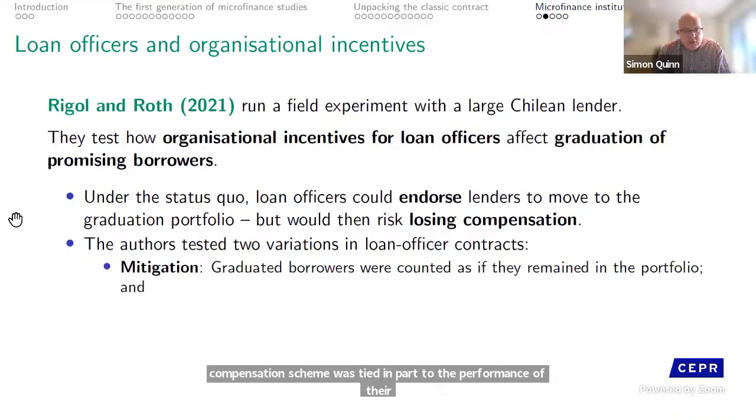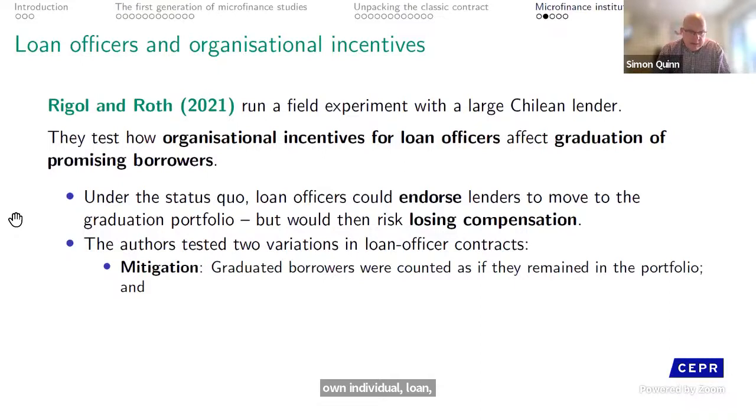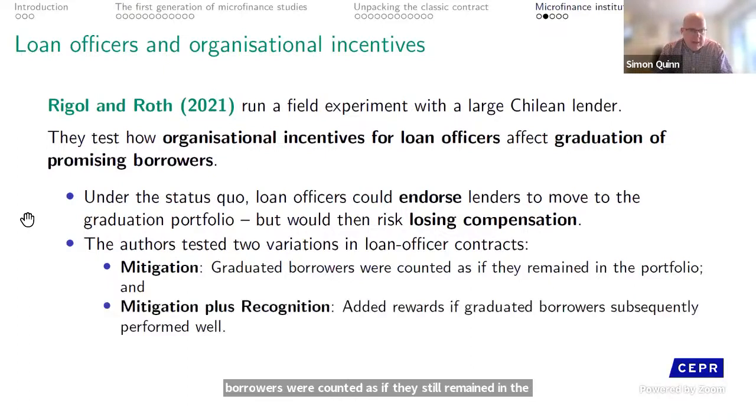So the authors tested two variations in loan officer contracts. First, they introduced a mitigation arm. It was a very elegant design in which the graduated borrowers were counted as if they still remained in the portfolio of the earlier loan officer. And second, mitigation plus recognition. And this added rewards if graduated borrowers then subsequently performed well.